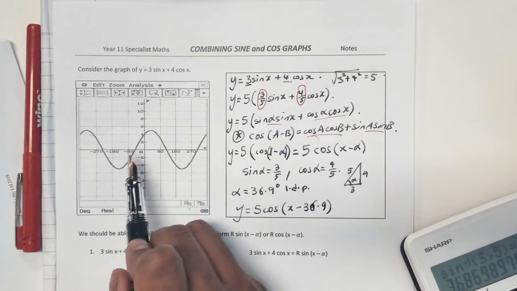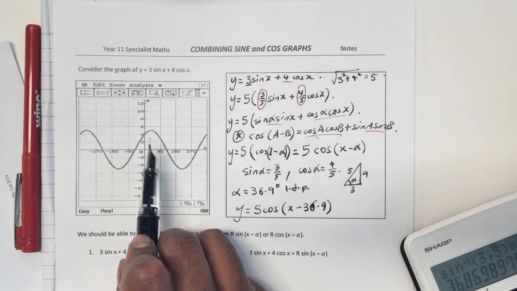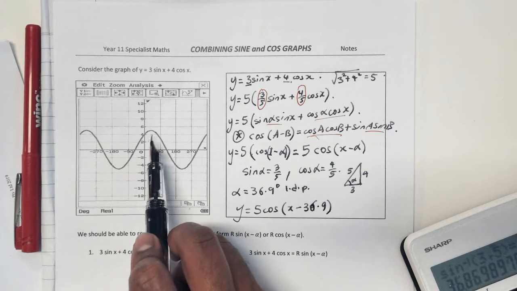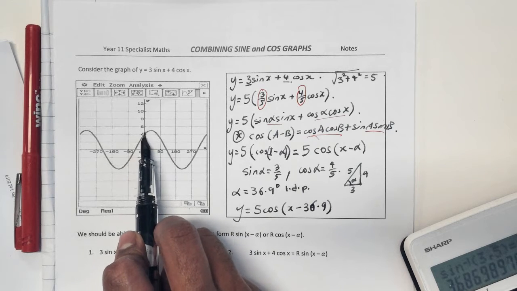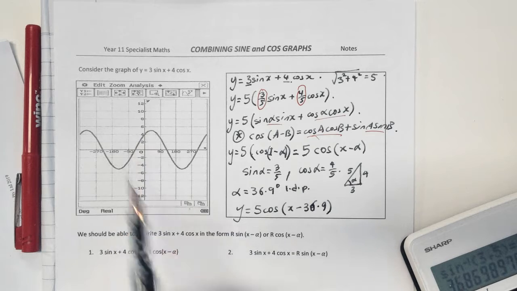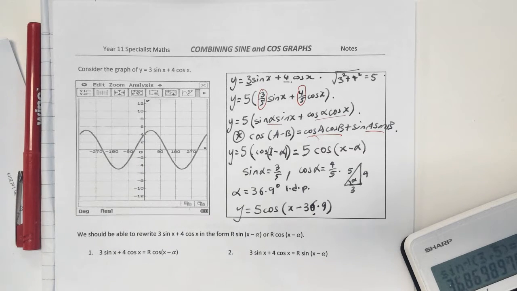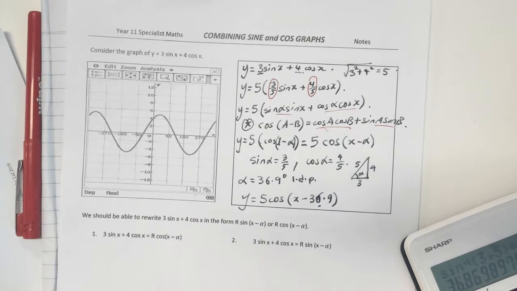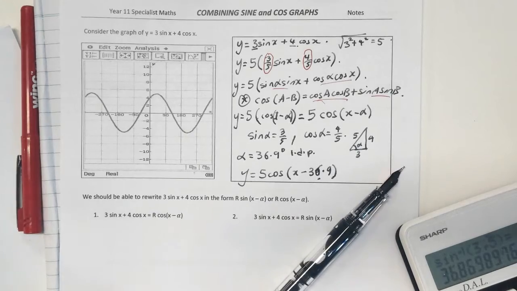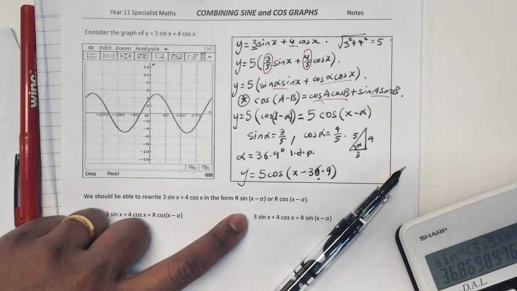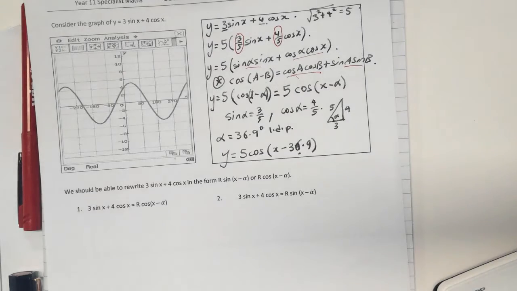And that's why this function here does indeed look like a cosine graph that's been shifted to the right by 36.9 degrees. Any questions? That sort of makes sense? Alright. I'm going to give you some time now to do these two questions. I'll just pause it.